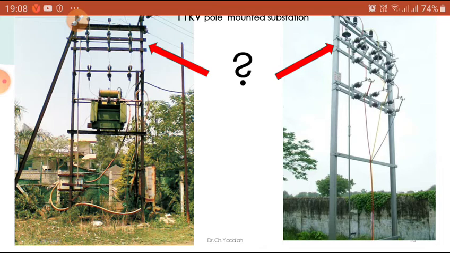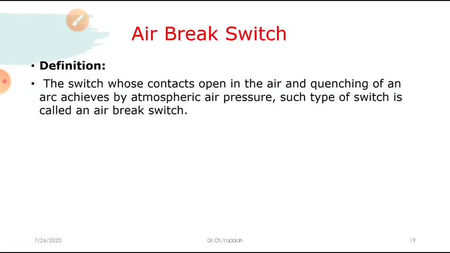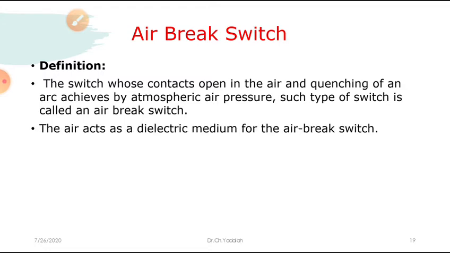Based on the design, we decide whether it is going to be used at 11 kV or 33 kV. So, these are the things. Now you can see that this is a switch, the air brake switch. First, the definition, and next, the air acts as the dielectric media for the air brake switch.